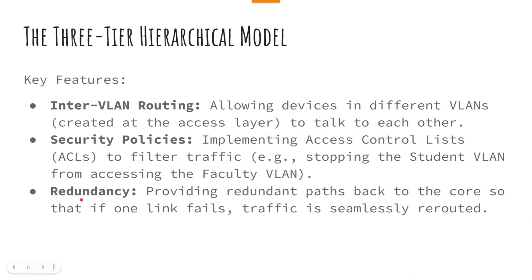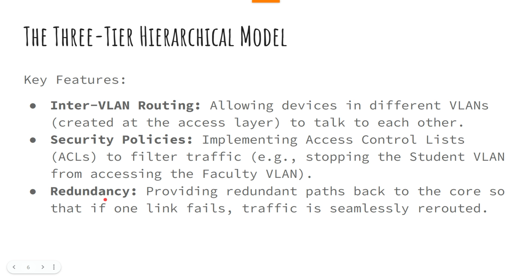Then another important aspect of the distribution layer is redundancy. So providing a redundant path back to the core so that if one link fails, the traffic is seamlessly rerouted. So any kind of link redundancy, generally at the distribution layer we would do link redundancy because the device redundancy might become a slightly costly affair. So device redundancy normally we would do at the core layer, but link redundancy we would do at the distribution layer.